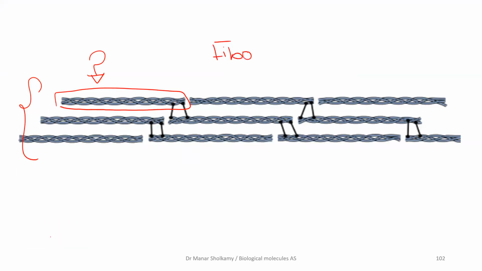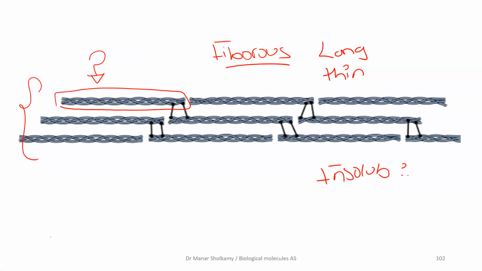Fibrous means it is classified or described as being long and thin, and insoluble. Insoluble in water, okay? It is found in lots of connective tissues, in your hair, in your nails, in your skin, etcetera. Why is it insoluble? Because most of the R groups are non-polar.